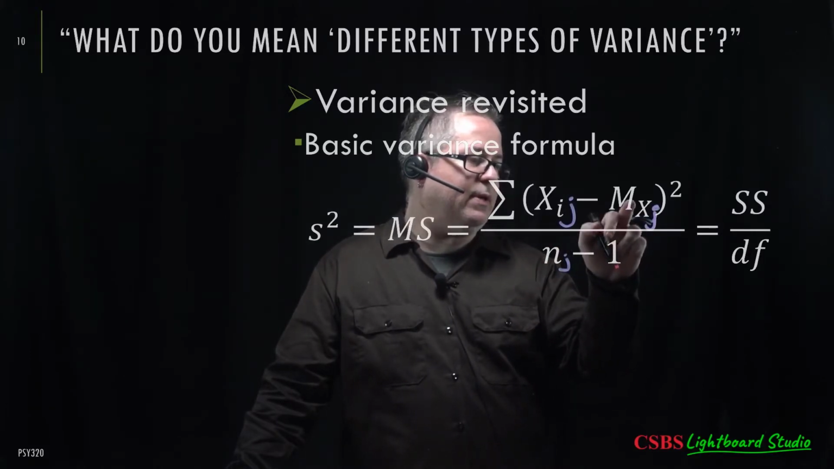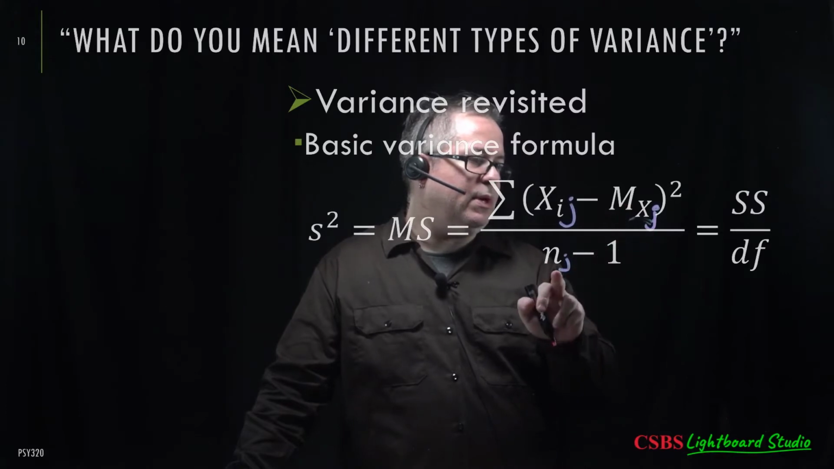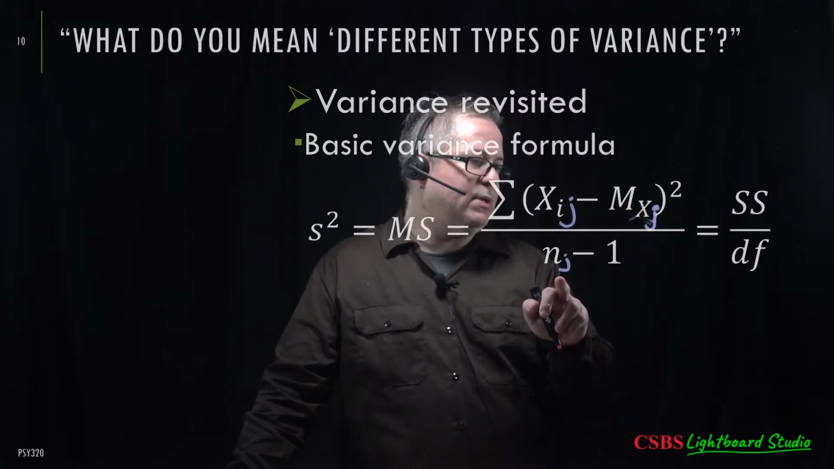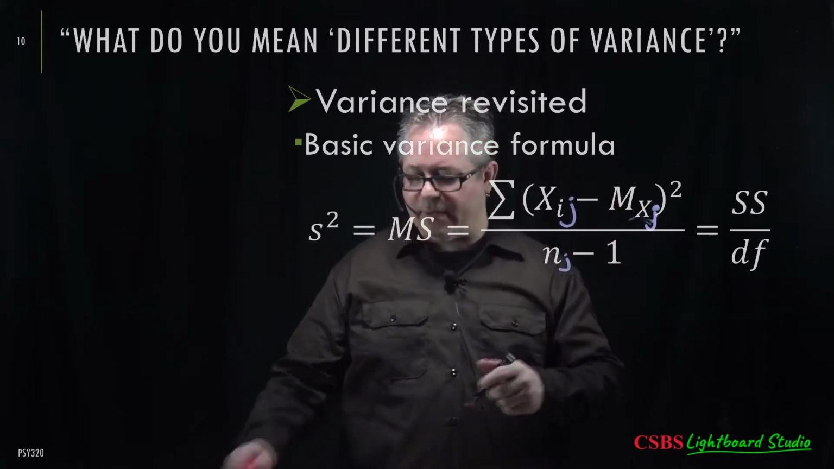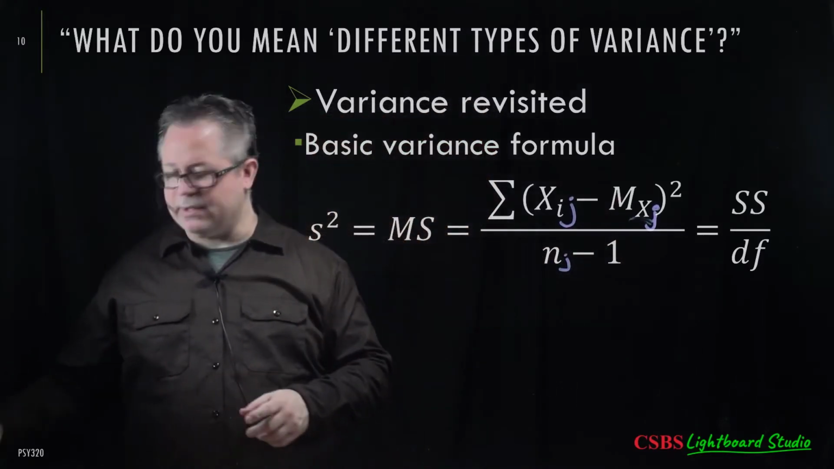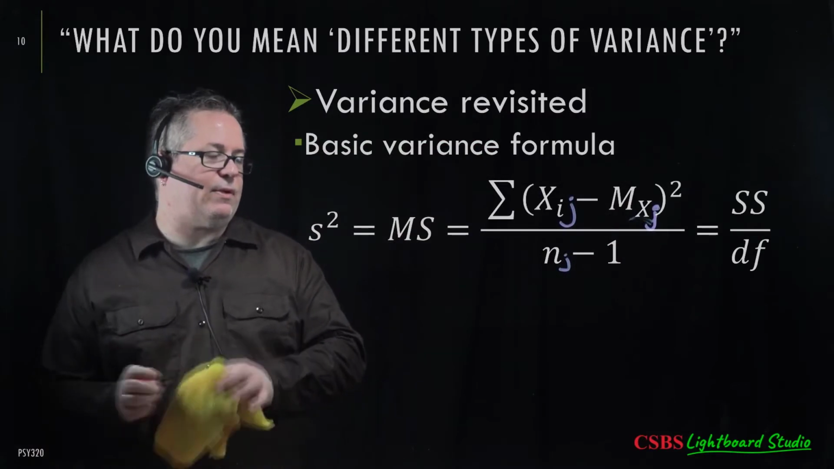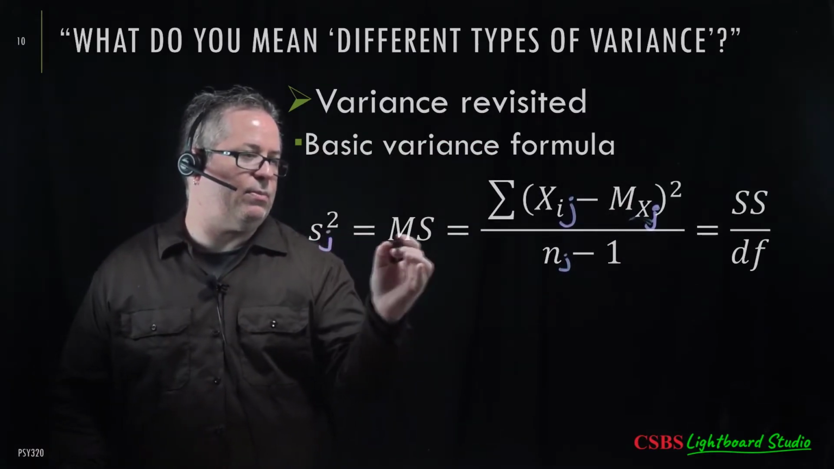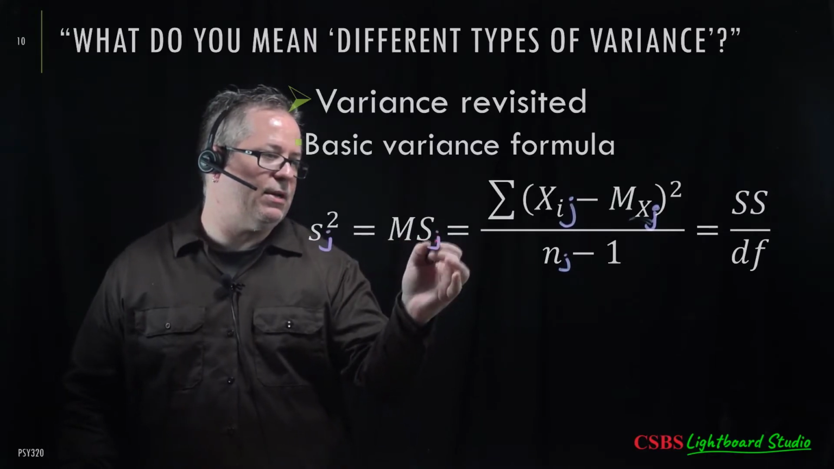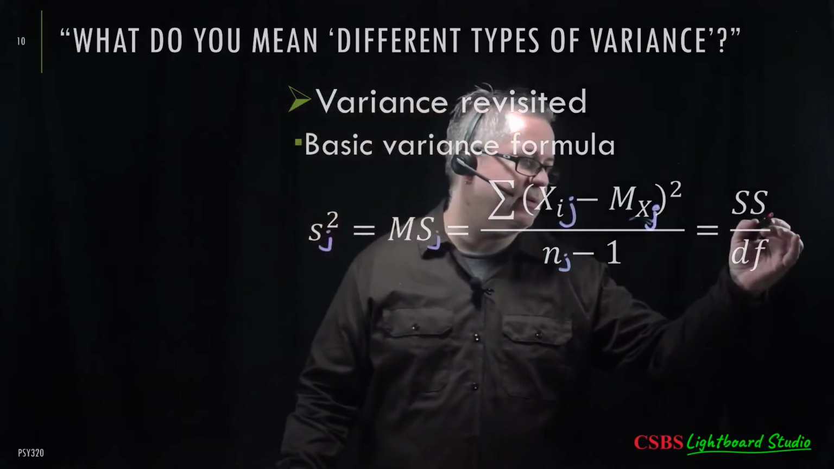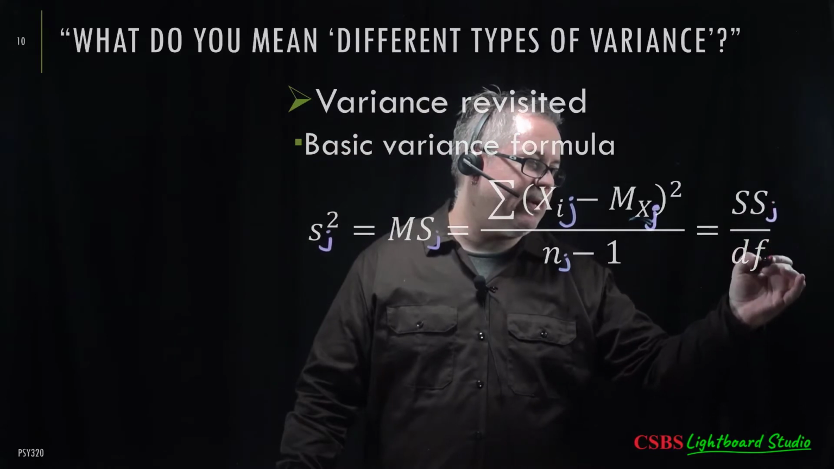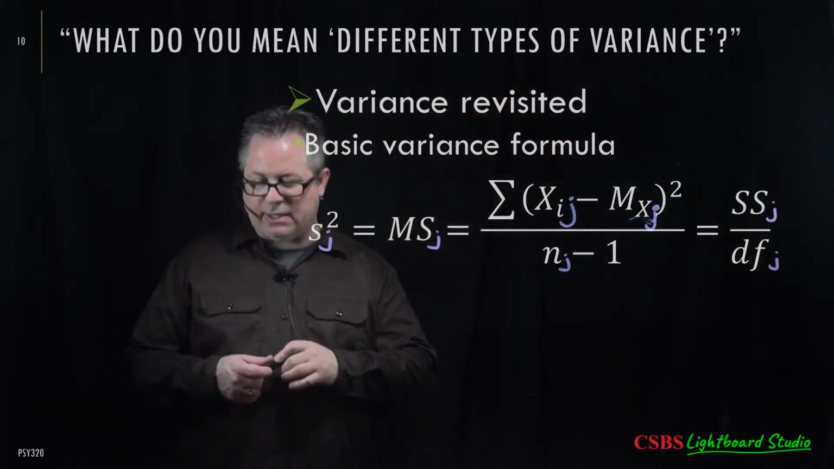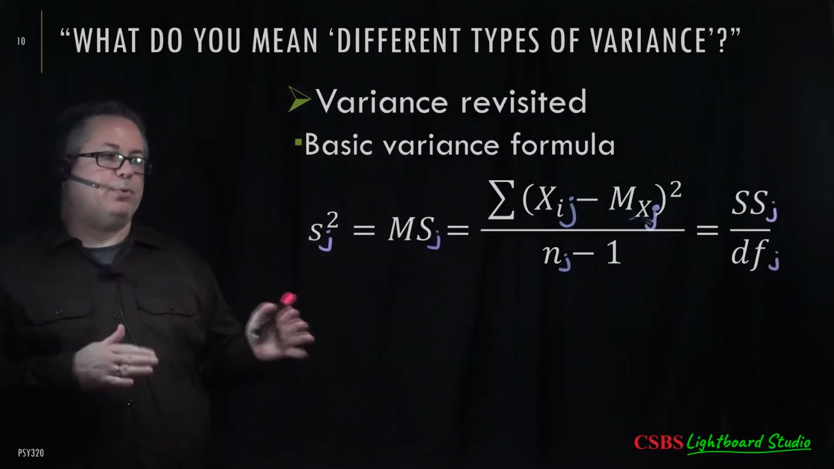They're going to have a different mean for each group and potentially a different sample size. All right. So I can now start to think about them as different in different groups. So now I'd have a variance for group J or a mean square for group J, and this then would be the sum of squares group J and the degrees of freedom group J. Everything now has this J subscript to indicate that it is for a different group.